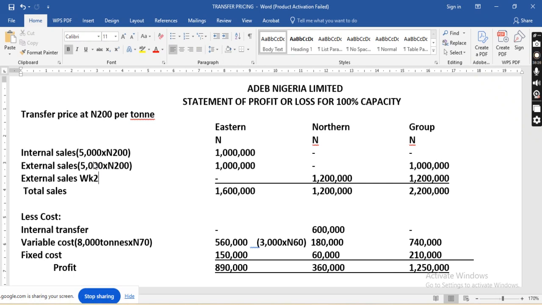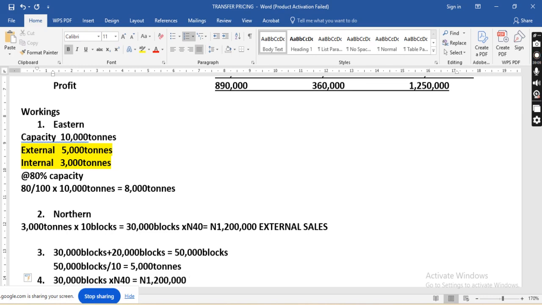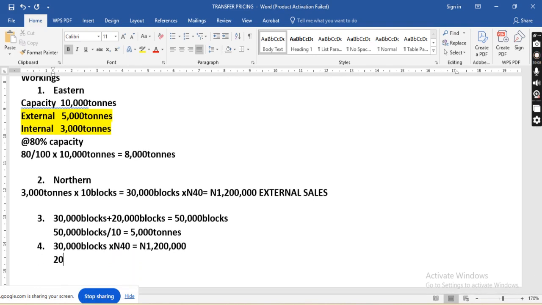Now, the external sales for the northern division will actually change. Do you know why? Because they will sell more. They will sell 20,000 blocks and 30,000 blocks. So we have 30,000 blocks times 140 naira per block. This gives 1.2 million. The next one is 20,000 blocks.